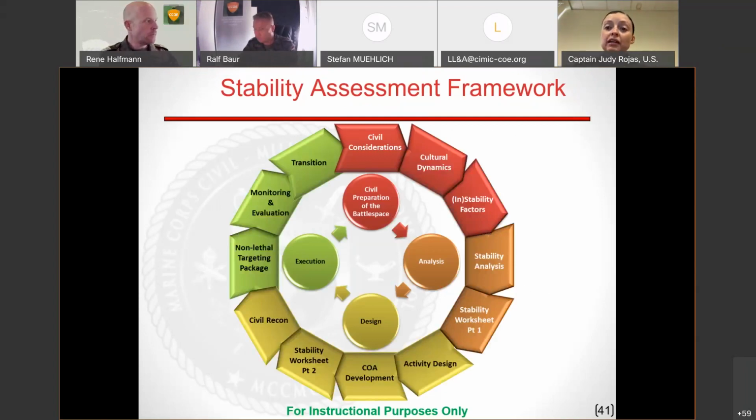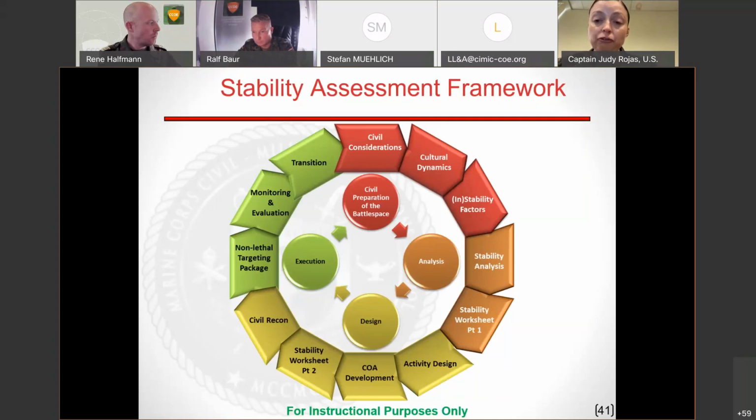There we go. So then here you can see specifically within each of those 4 components, we are looking at very specific things. So component number 1, this is where you're going to look at your civil considerations, your culture dynamics, your instability factors, which is, as you know, because you just saw it, exactly what we looked at initially within CPB. Then in component 2, we will look at analysis through stability analysis, and then we have a specific stability worksheet. We call it part 1 that we look at.